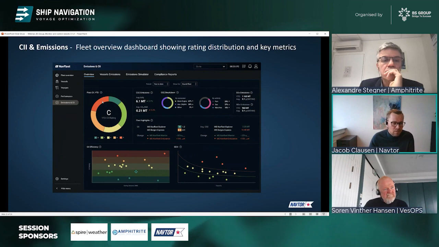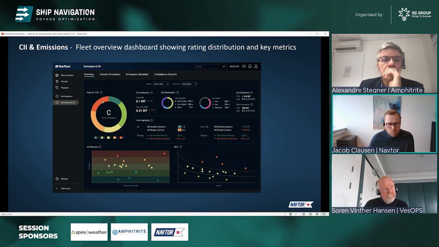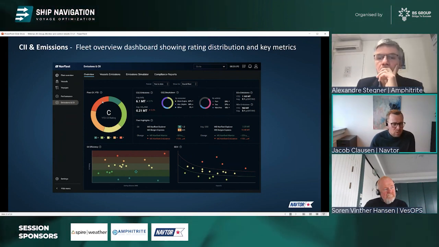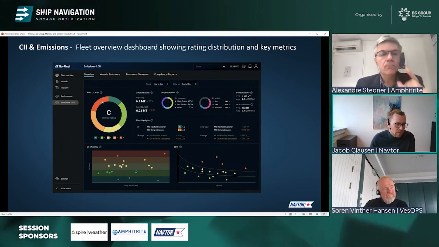So not only saying what the vessel's CII is, but basically the root cause of the CII, and being able to look into this in greater detail. So this is something that we will soon be releasing to market.